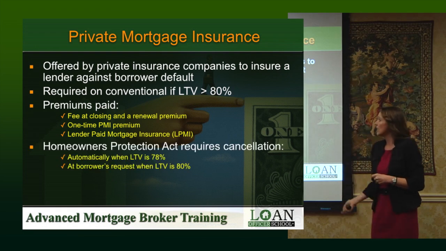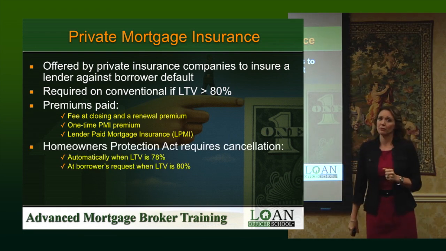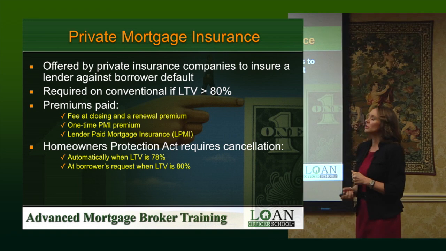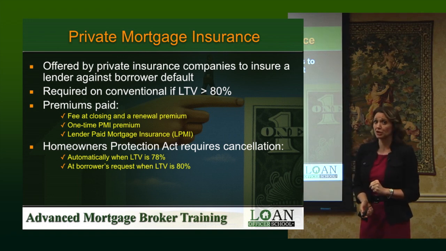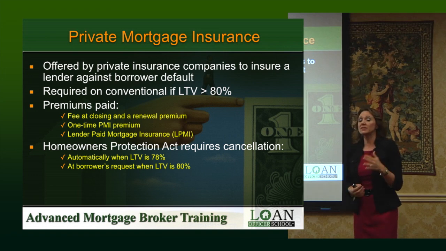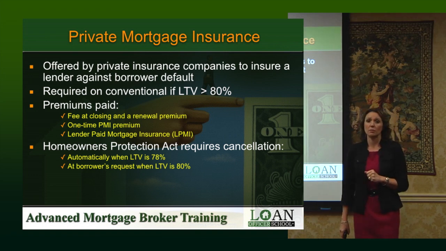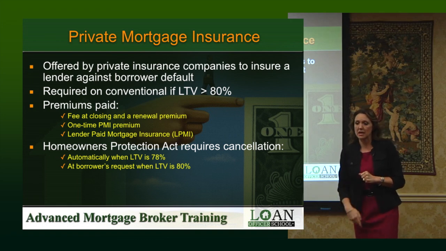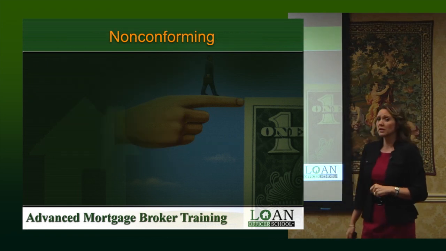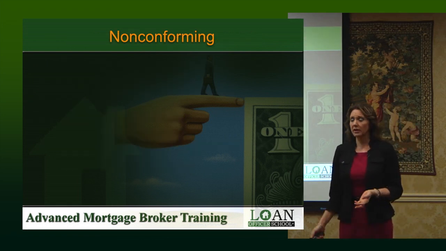All right. Homeowners Protection Act, which we referred to earlier, says you have the right to request removal of your mortgage insurance when your loan to value reaches 80% based on principal reduction, and it's automatically required to be removed when it reaches 78%.